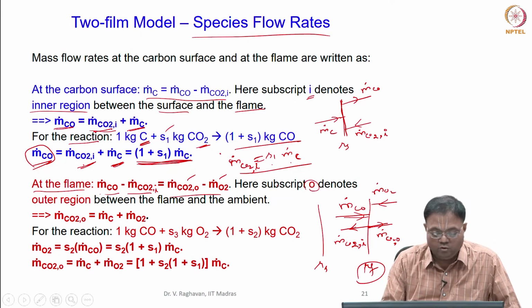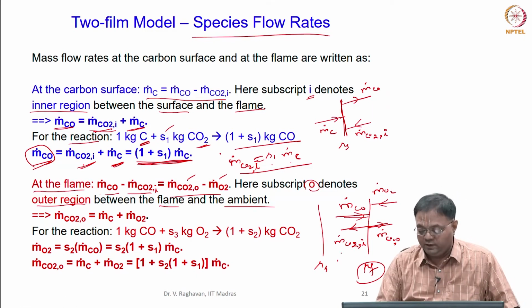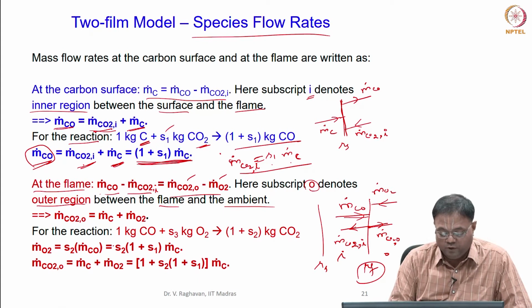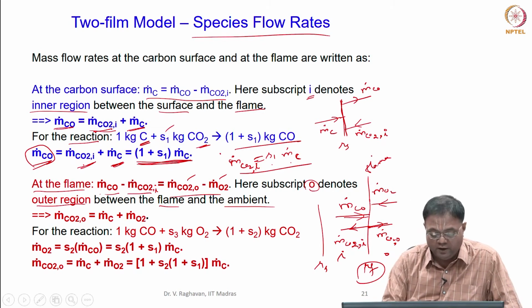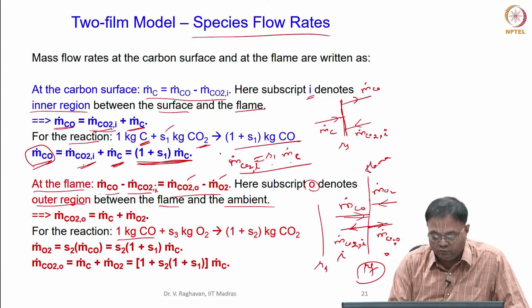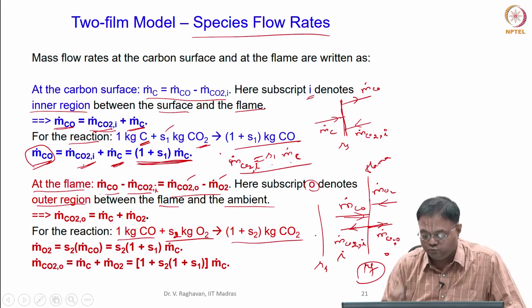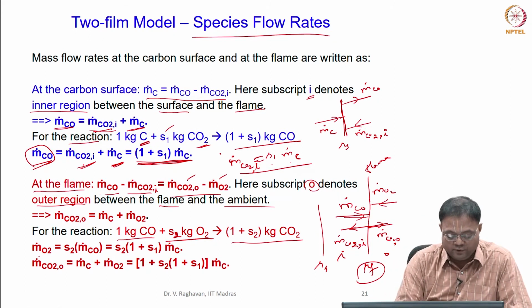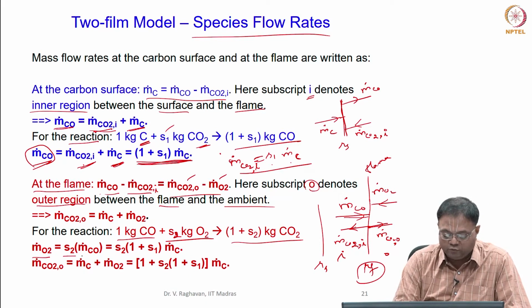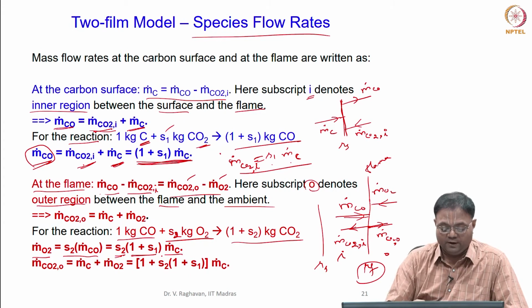Subscript O is the outer region between the flame and the ambient. So this is the inner region and this is the outer region. Now what is the reaction taking place at the flame zone? This is the flame. What is the reaction? Gas phase: 1 kg of CO plus S2 kgs of O2 giving 1 plus S2 kgs of CO2. Now what we did there, we will do the same thing here. M of O2 will be equal to S2 times M of CO, or S2 into 1 plus S1 times M of C.